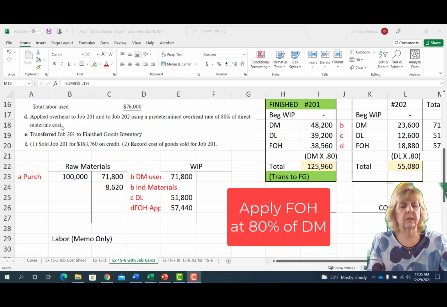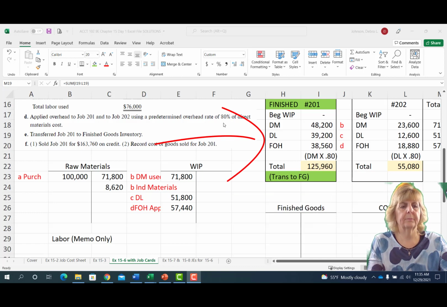Direct materials is not a common basis for applying overhead, but companies can choose anything that they choose to charge out their overhead, and this company has chosen direct materials as the basis, and the rate that they gave us is 80%. So go ahead and apply the overhead. Don't forget to update both the job cost sheets as well as the T accounts.